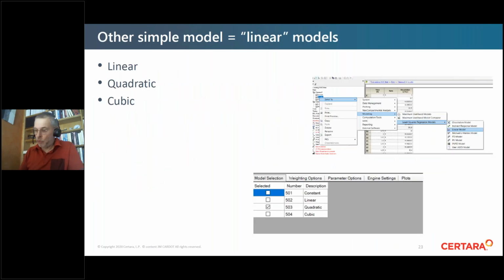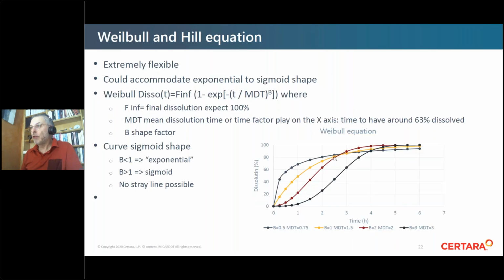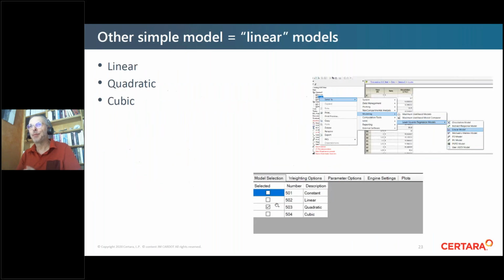The double Weibull is nothing more than using 2 Weibull equations, one after the other, or starting both of them at the same initial time, which could be a problem for you. You have also very simple models like all the linear models. All those linear models can be found in modeling least square regression linear model. You have linear, quadratic, and cubic equations, for example. You have constant, but constant means that you are going to have always the same value for all the time points.